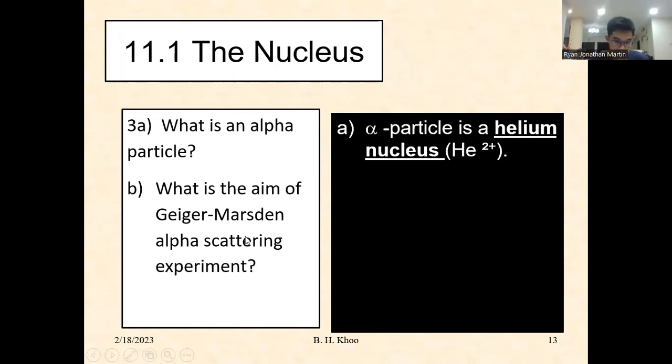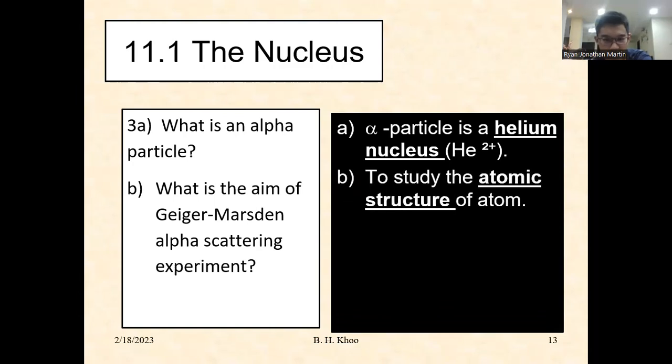What's the aim of the Geiger-Marsden alpha scattering experiment? To study the atomic structure. That means how is the atom built up? Atomic structure, keep that in mind.